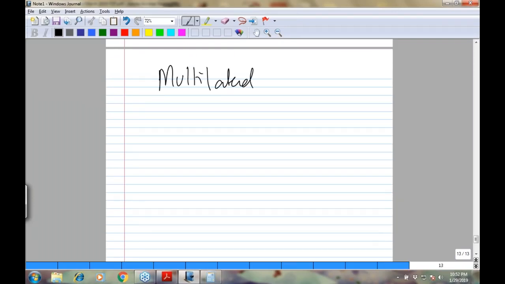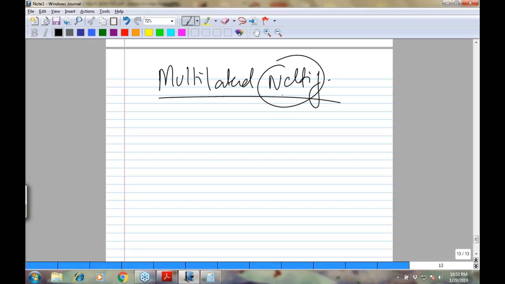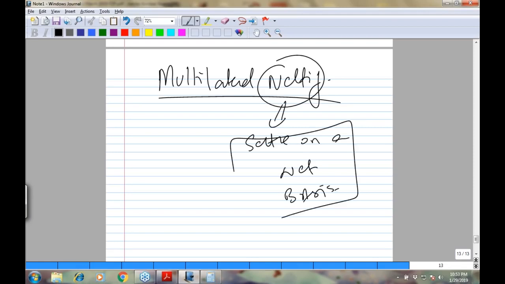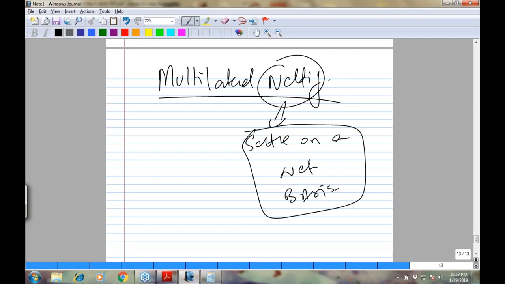When I talk about multilateral netting, what exactly is the concept of netting? The concept of netting is to settle on a net basis. Now, what do we mean by this? How do we settle on a net basis? Let's discuss this.